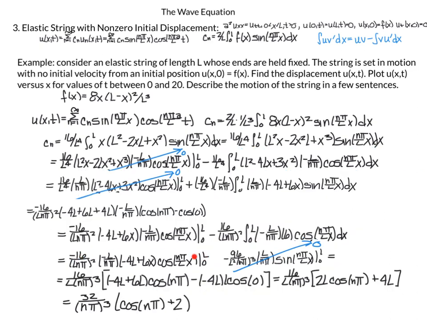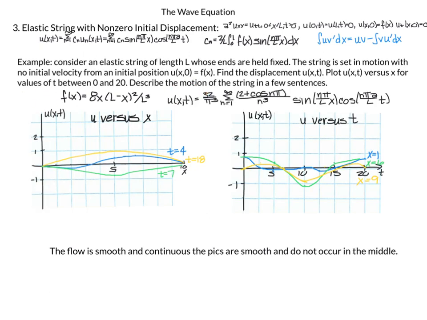I tried to do this calculation here in my head, but I guess I just couldn't, I'm not up to the algebra. So I did write it all out, and eventually I got 32 over n pi cubed cosine of n pi plus 2. And remember, this is the answer for Cn. We haven't quite gotten u of x,t yet. But here I wrote u of x,t. Here is my Cn, and here is the rest of my formula, my sine of n pi over L x, and my cosine n pi a over L t.